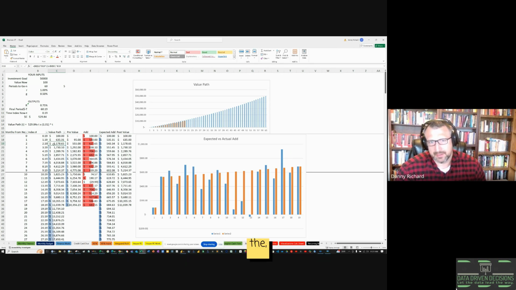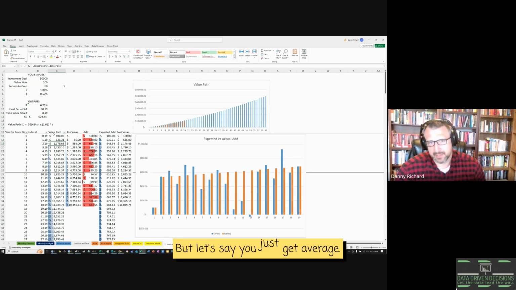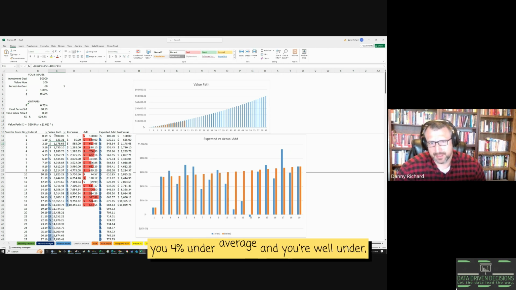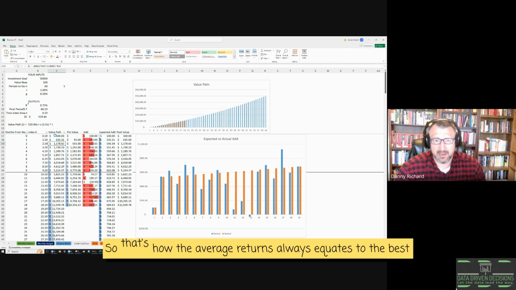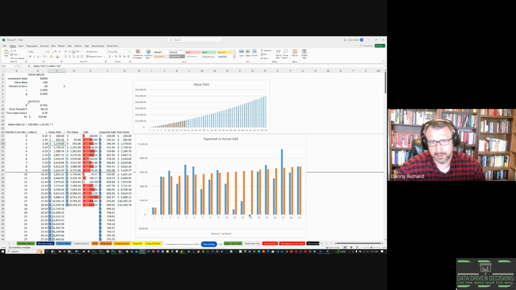Because when you do active investing, you're probably going to get well below average just because you don't know what you're doing. But let's say you just get average. You're still going to have to pay that 3%, 4% in expenses, and that makes you 4% under average, well under somebody who just plays index funds. So that's how the average return always equates to the best performance over a 20, 30 year time frame.